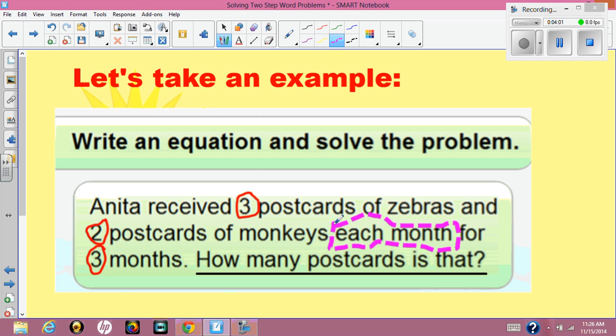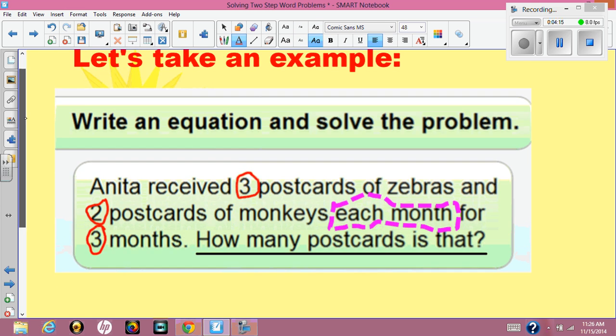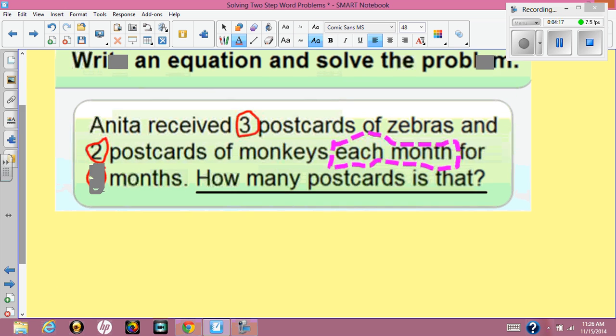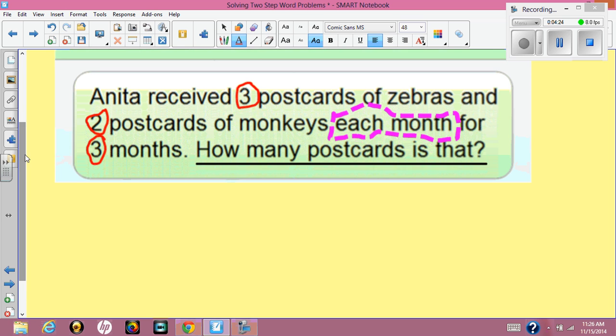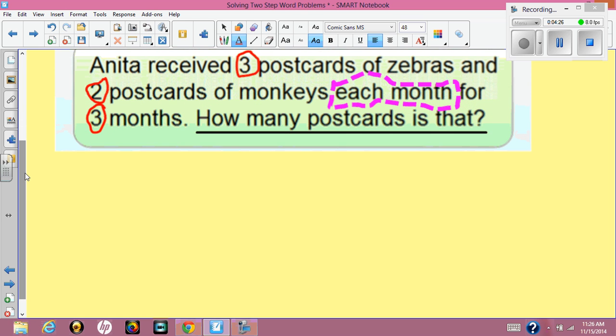Anita received 3 postcards of zebras and 2 postcards of monkeys each month for 3 months. I think we've got the key phrase or key words that we need. Let's go ahead. I think we've got all that we need now. Let's go ahead and see if we can create 2 expressions and write an equation and solve our problem.